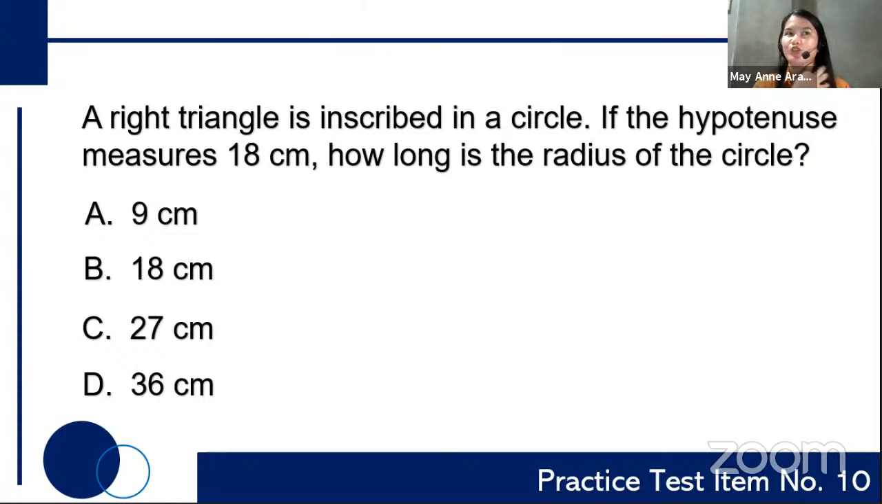This is the answer here. Right triangle yun. So if you draw, okay, may answer na. Okay, A. Very good. Letter A.